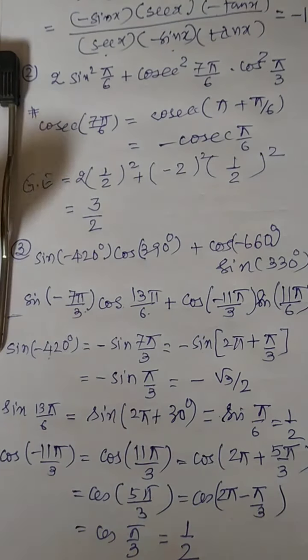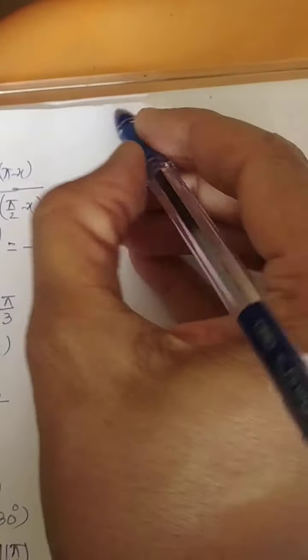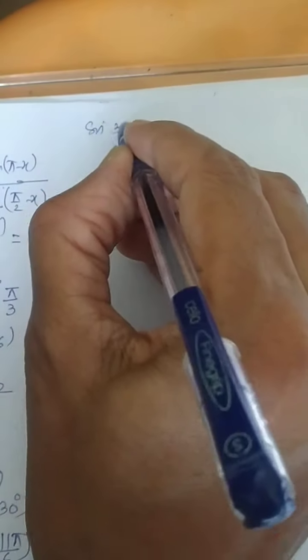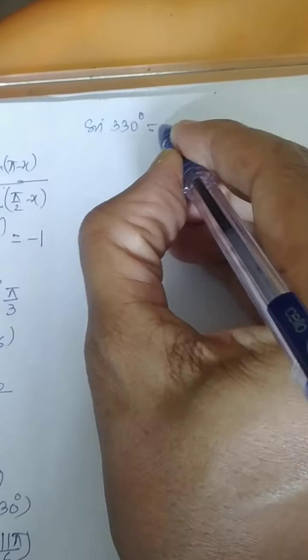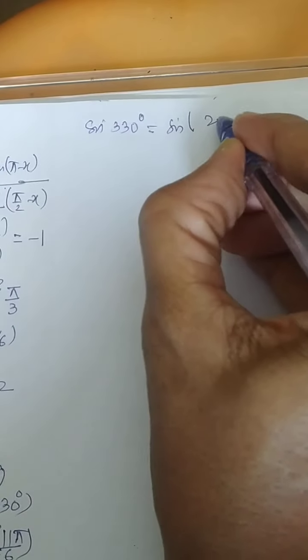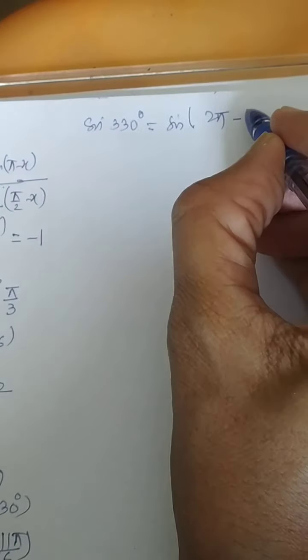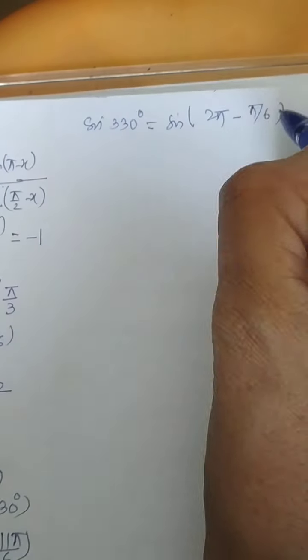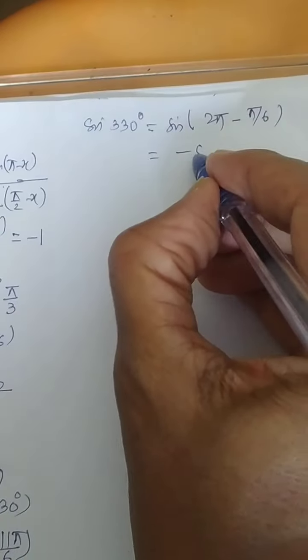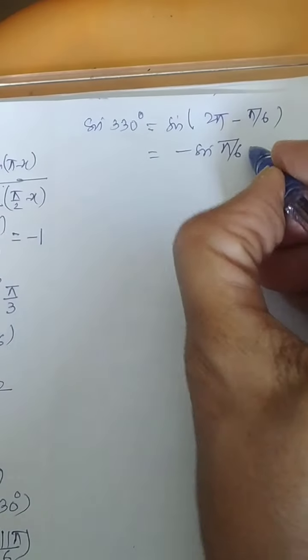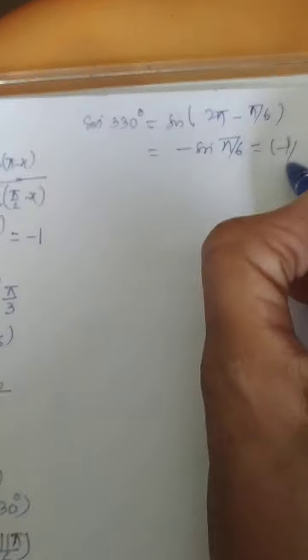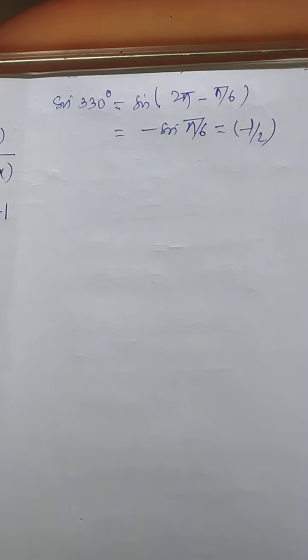Similarly, you can get one more value, that is sin of 330. This is sin of 330 degrees. So it will be sin of 2 pi minus pi by 6. So it will be minus sin pi by 6, which is nothing but minus half. Now all 4 values are ready.